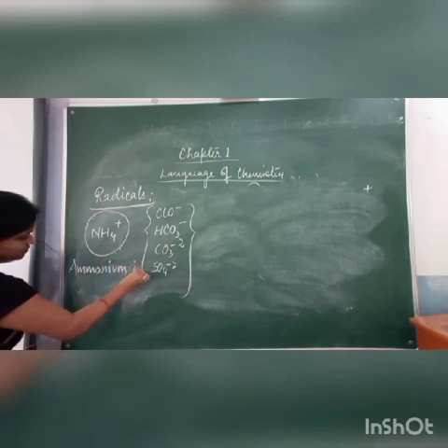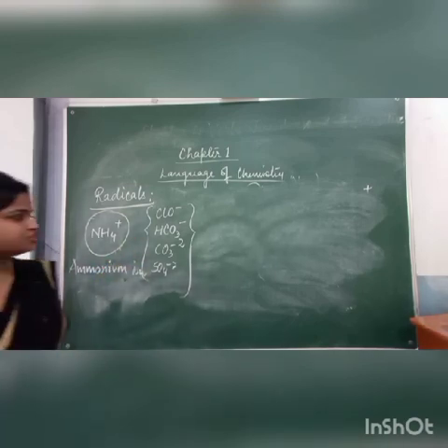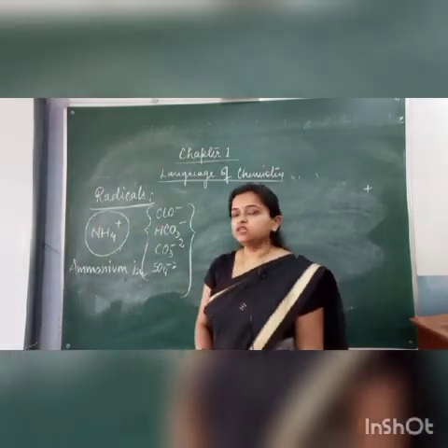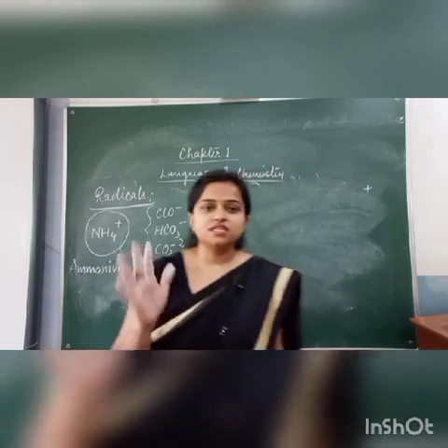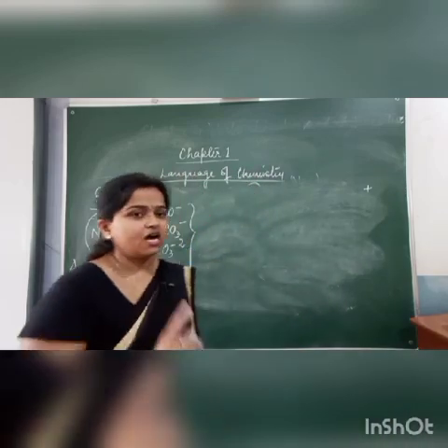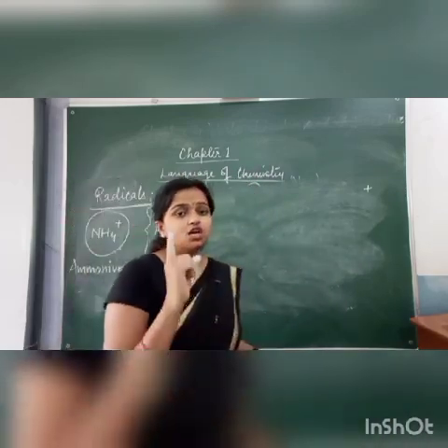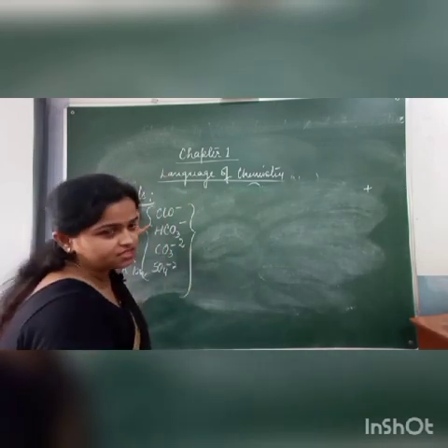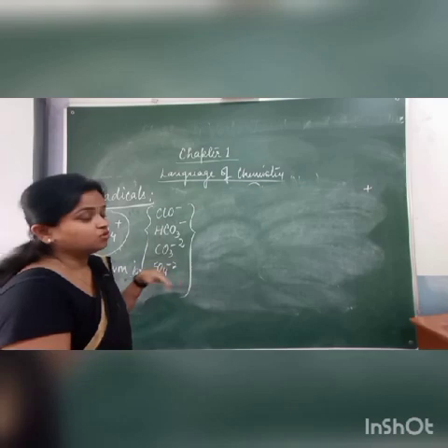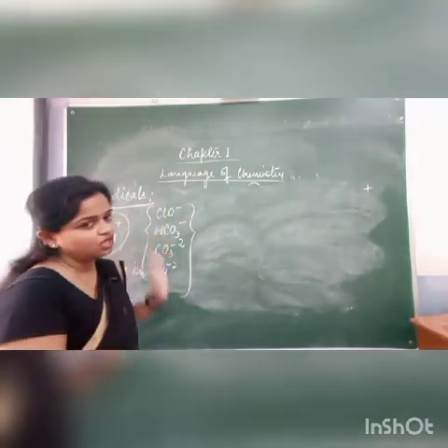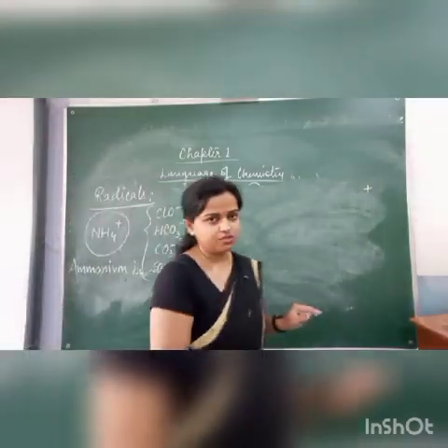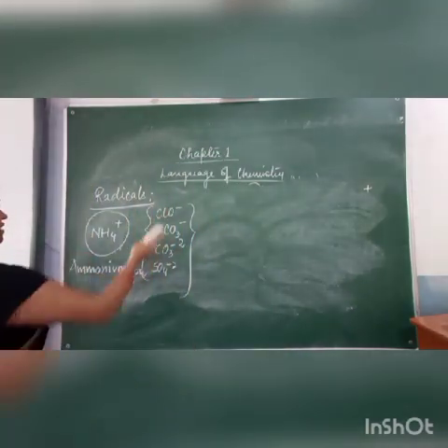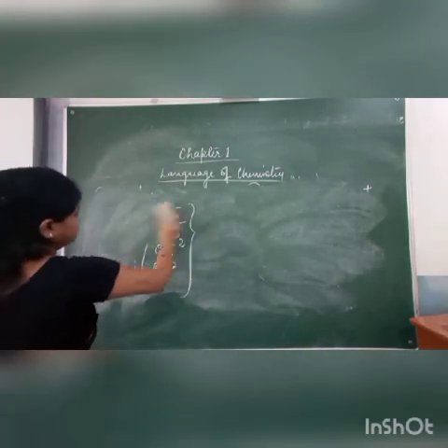So if there is a question to differentiate between valency and radical, or ion and radical, you will write that ions are positively or negatively charged, and only one element shows the ionic condition, but in the case of radicals there can be more than one element having an overall charge. Okay. Now our next topic is chemical formulas.